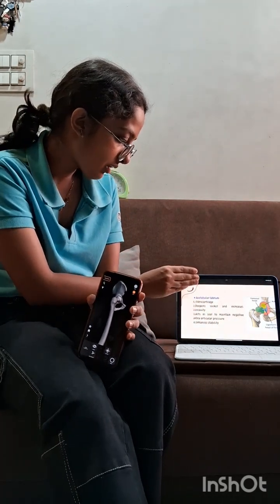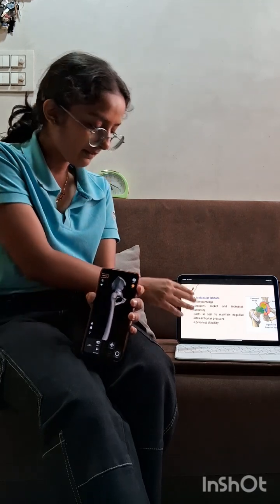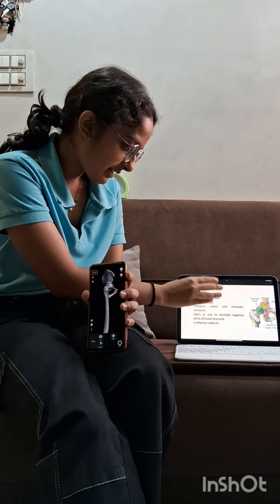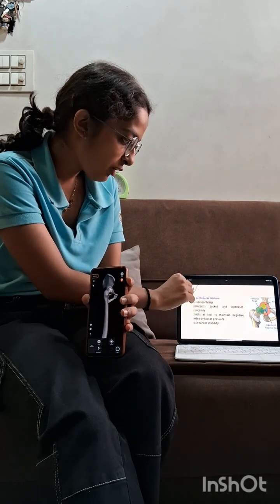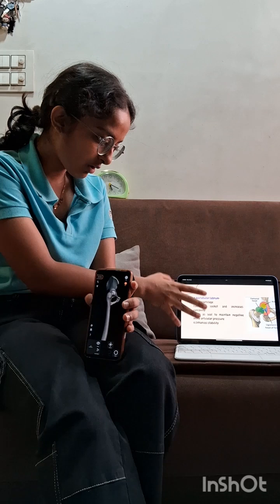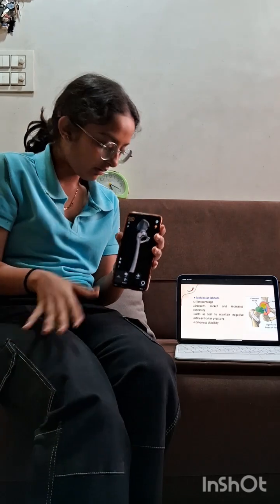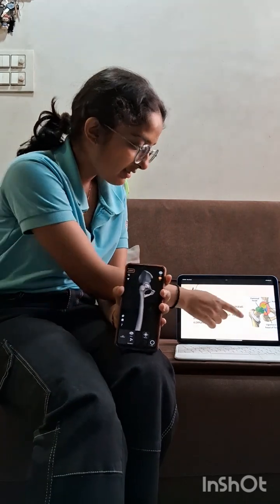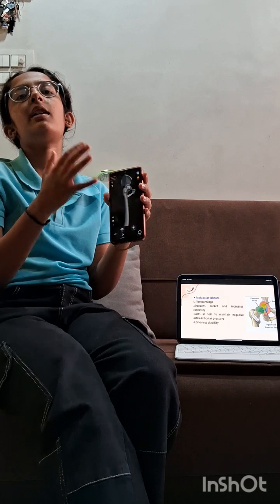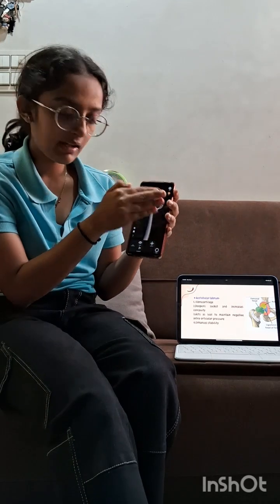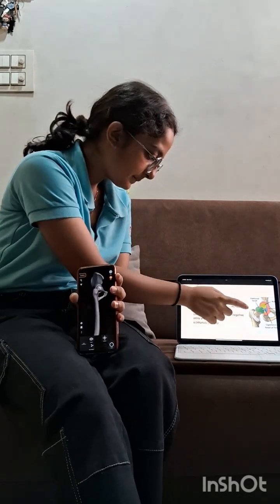Fibrocartilage deepens the socket and increases concavity. Among its properties, the acetabular labrum acts as a seal to maintain negative intra-articular pressure. It maintains the negative intra-articular pressure on the femur and enhances stability. Stability of the bones is enhanced by this.